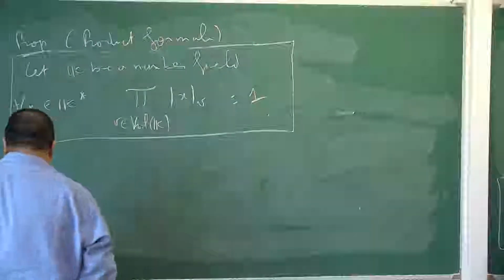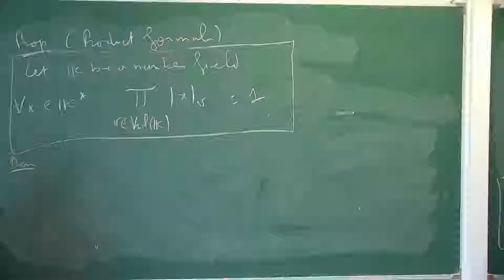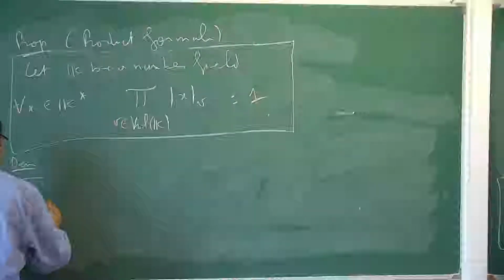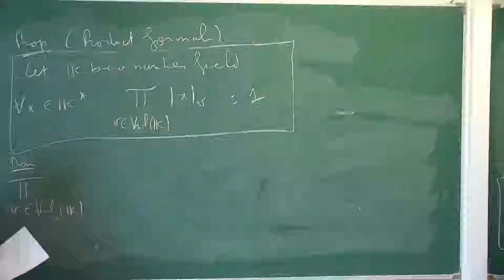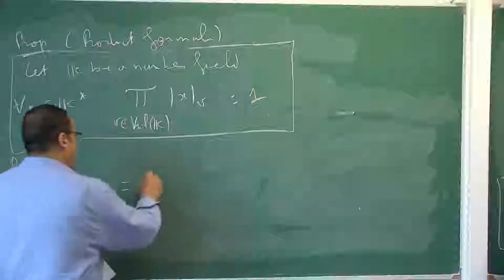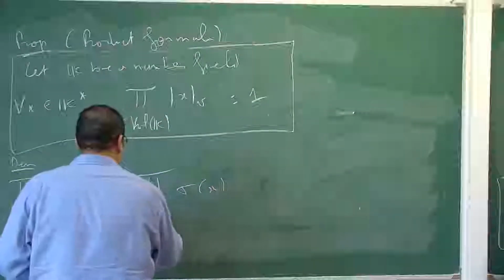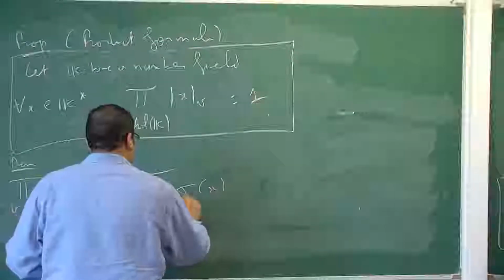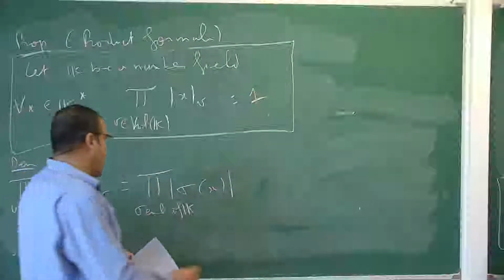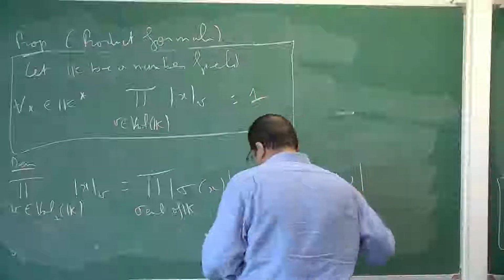This is classical, and to prove it is not so difficult. You have just to compute the product for v Archimedean of |x|_v, and this is equal to the product of all the embeddings of K, and this is equal to the norm of x.